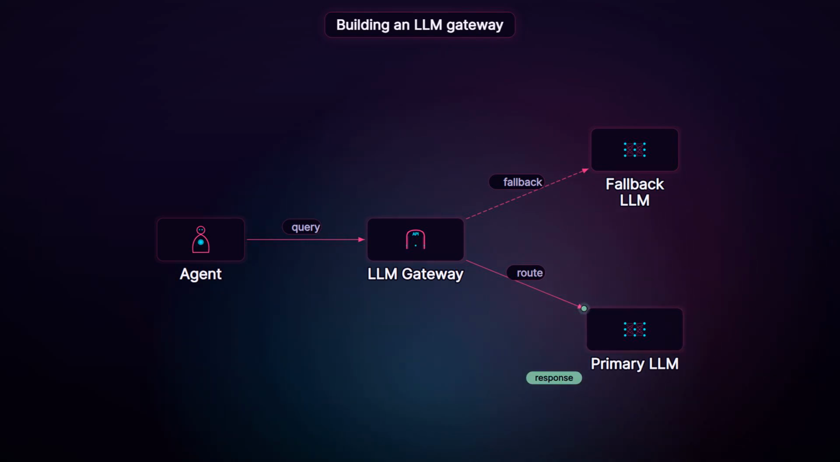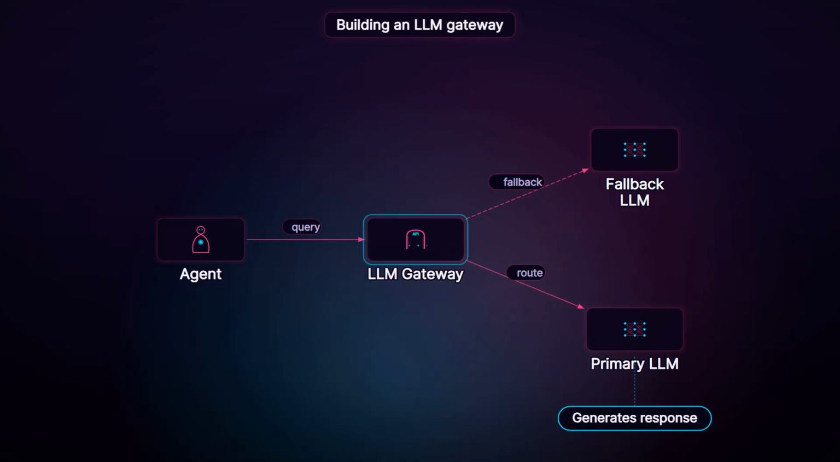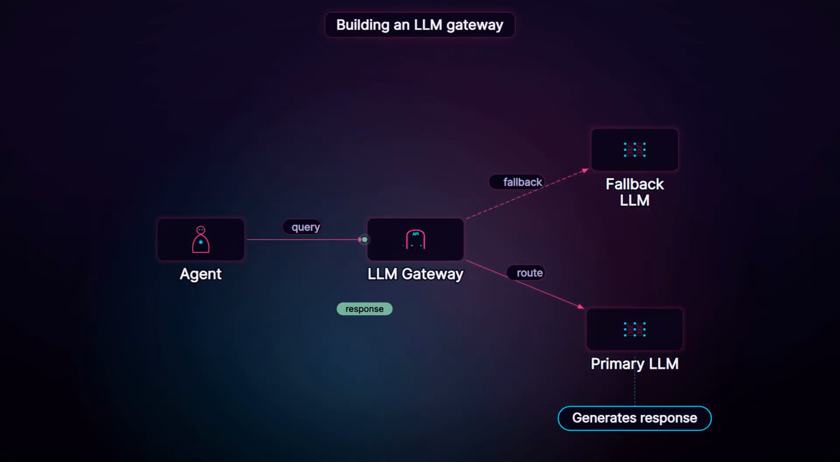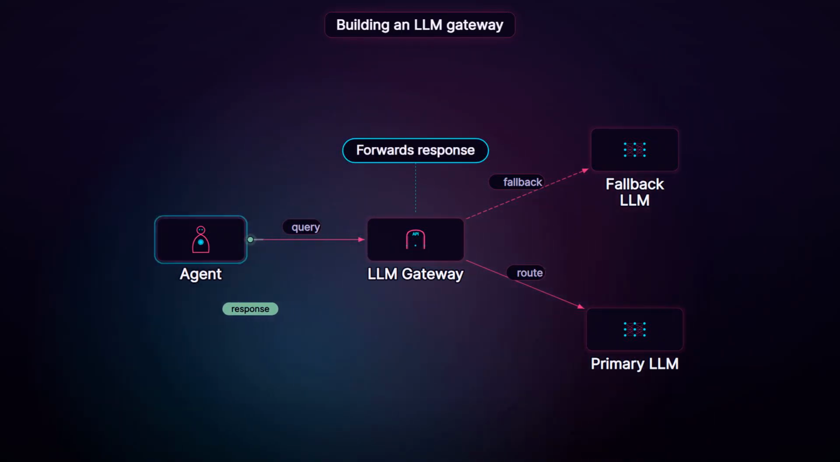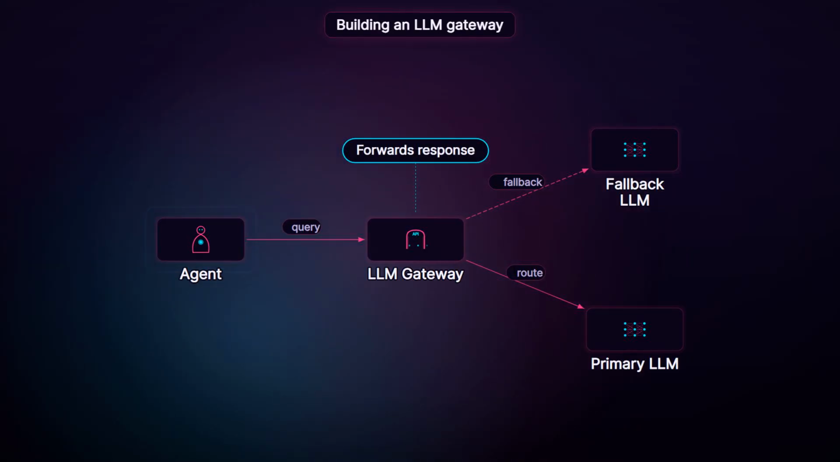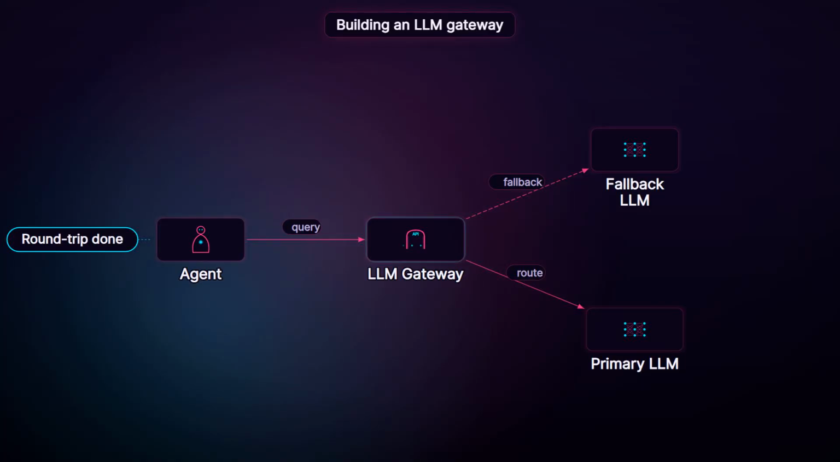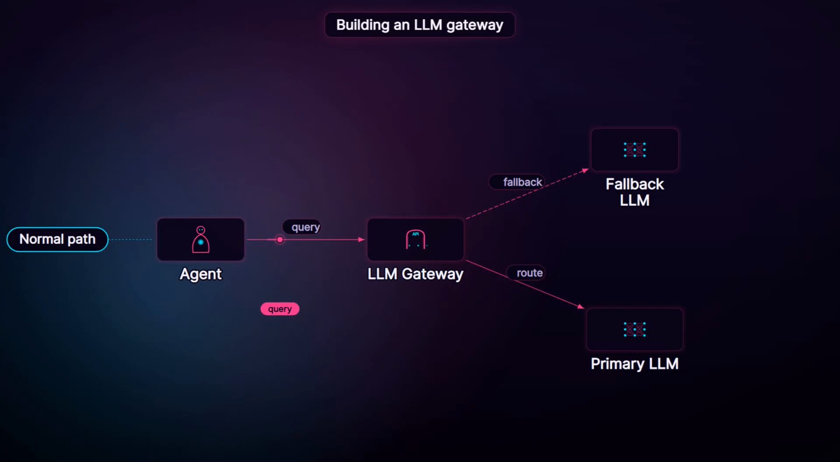It sends the response back to the gateway. The gateway receives the response and forwards it to the agent. The agent receives the response and the round trip is complete. That's the smooth flow, but what happens when it breaks? When the primary is unavailable, the gateway falls back to the secondary model.